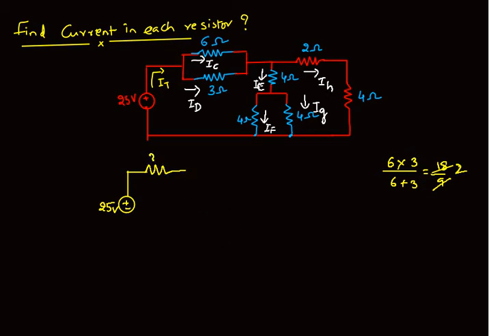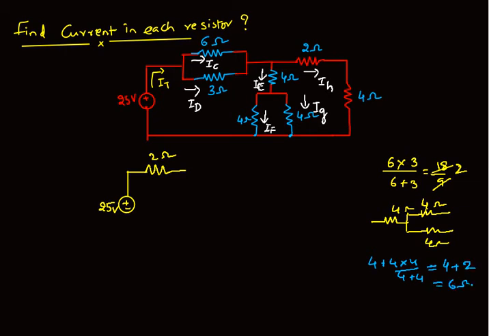Now again you have to look at the circuit. Here you are seeing a circuit like this, a 4 ohm resistor, and it is also connected in parallel with another 4 ohm resistor. So we can write it like this: 4 plus 4 into 4 by 4 plus 4, that is equal to 4 plus 2, so that will be 6 ohms.